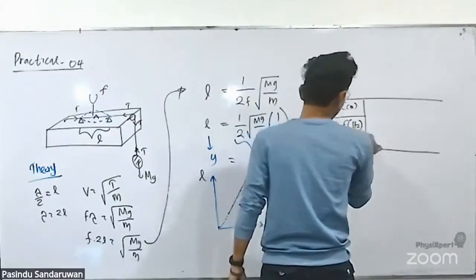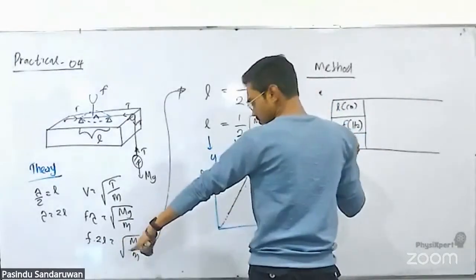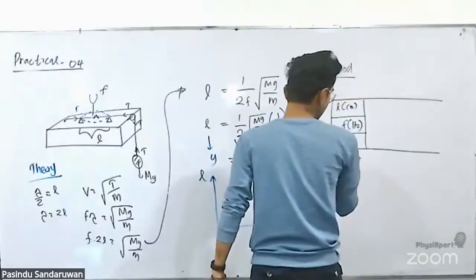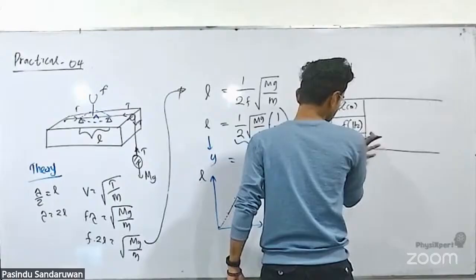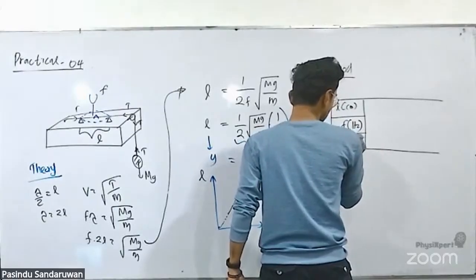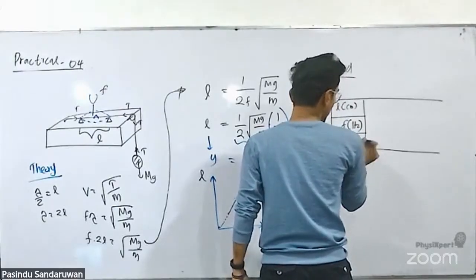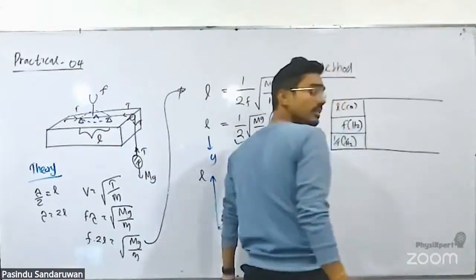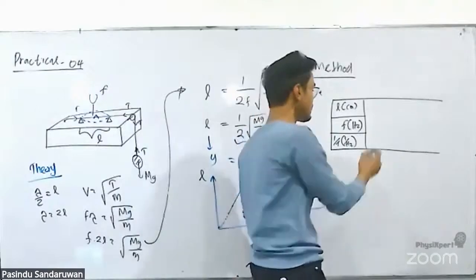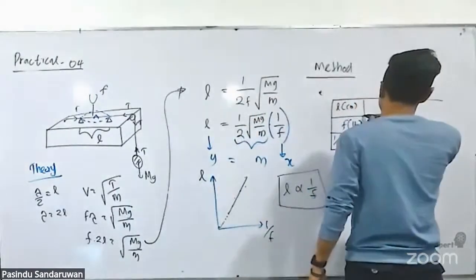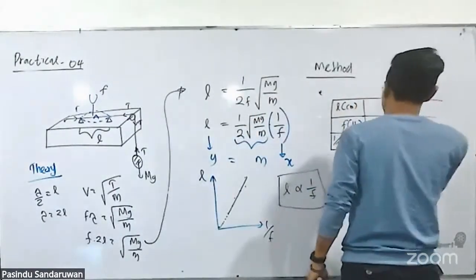And we need 1 over f now. We are going to plot with 1 over f, 1 over hertz. 1 over hertz is actually equal to seconds, because hertz means per second. 1 over hertz means seconds, right? And here, get these 6 values.